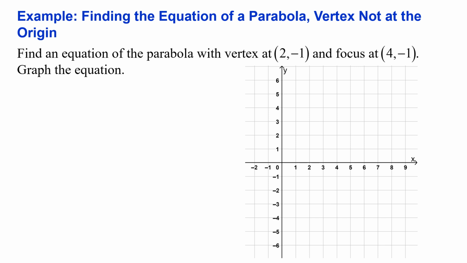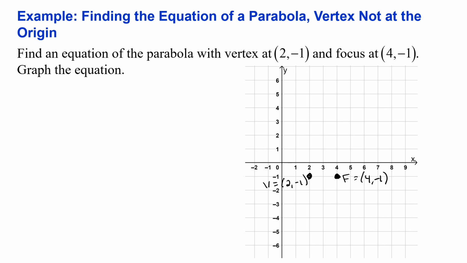Now, using a rectangular plane with x-axis from -2 to 9 and y-axis from -6 to 6, let's plot the vertex at the point 2, -1. Then let's plot the focus that's given in the problem statement at the point 4, -1. Let's notice that the vertex and focus both lie on the horizontal line y equals -1, and this is the axis of symmetry.